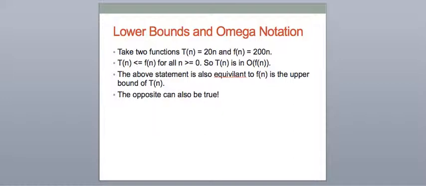So, to fix this, we also discuss the lower bounds of a function. Let's continue with our example from last time, where t of n was equal to 20n and f of n was equal to 200n. We showed last time that t of n was in big O of f of n, if we pick c to be equal to 1 and capital N to also equal 1. So, that showed that f was an upper bound of t. However, the opposite can also be true when we say that t is the lower bound of f. This insight is incredibly important, and that is the basis for omega notation.